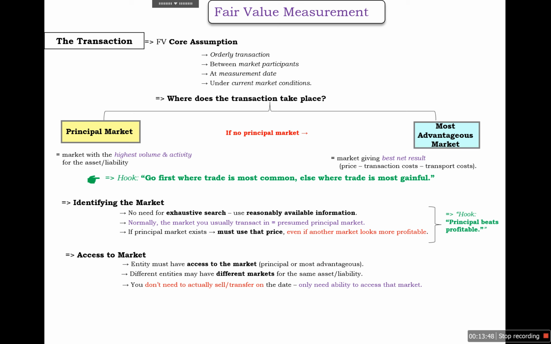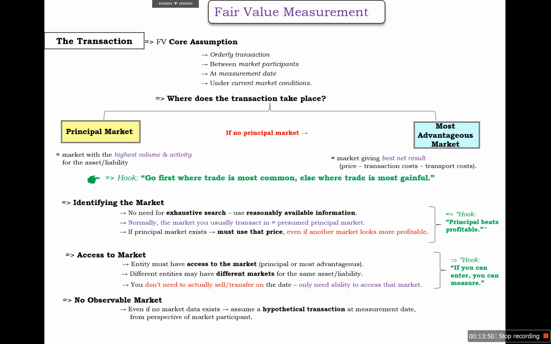And if there is no observable market, in that case also, we need to assume a hypothetical transaction at the measurement date from the perspective of a market participant. There may be some non-financial or financial assets where an observable market does not exist. For example, specialized PPE, such as airports. GMR has airport licenses. They are owning the airport. So if they want to sell the airports, no observable market exists. So we need to use different valuation techniques to evaluate these assets.